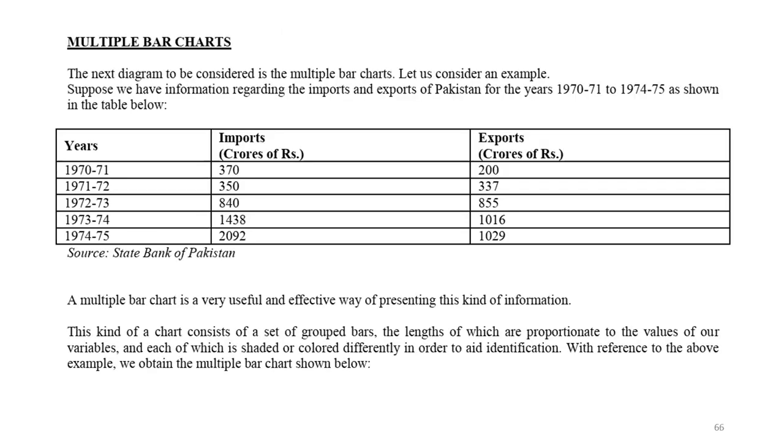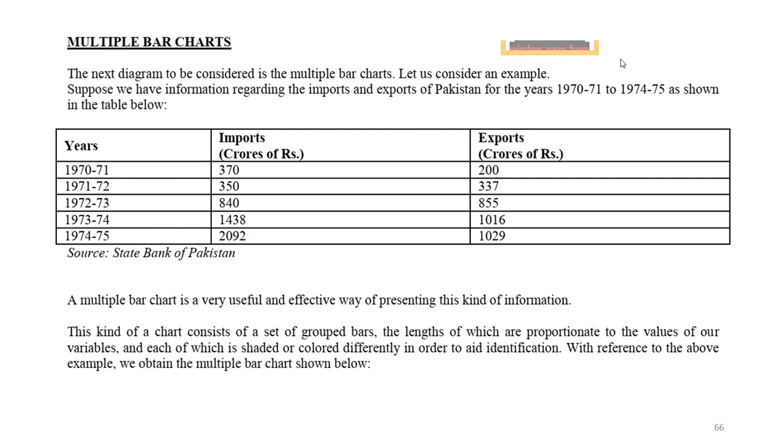Then you have multiple bar charts. The next diagram to consider is the multiple bar chart. Let us consider an example. Suppose we have information regarding the imports and exports of Pakistan from the year 1970-71 to 1974-75, as shown in the table below. The situation of import in 1970-71 is 370 crore, and export was 200. The source has been taken from the State Bank of Pakistan. 1974-75 is also shown here.